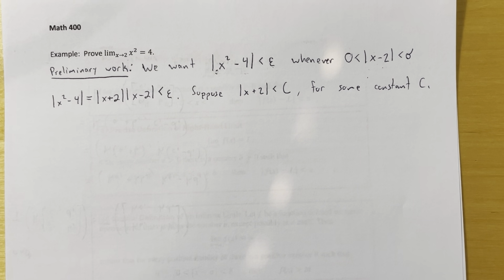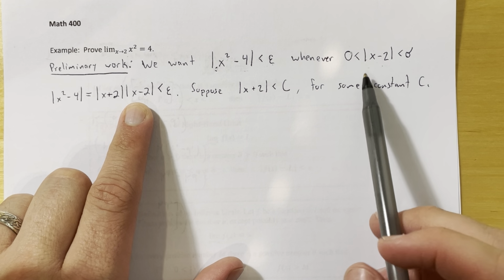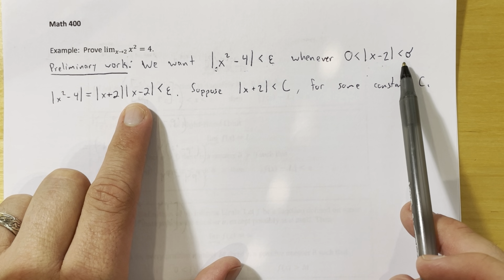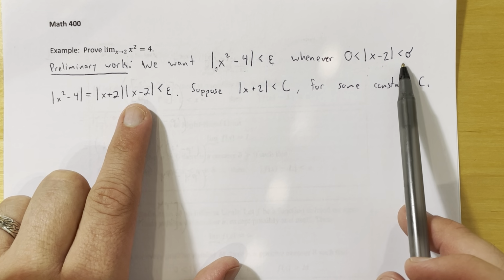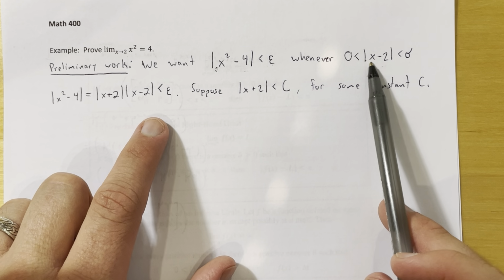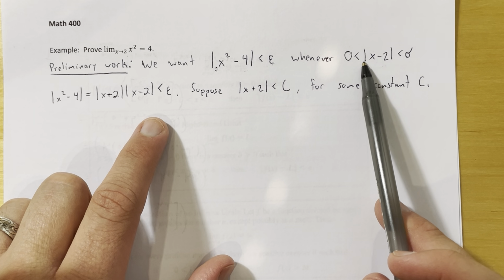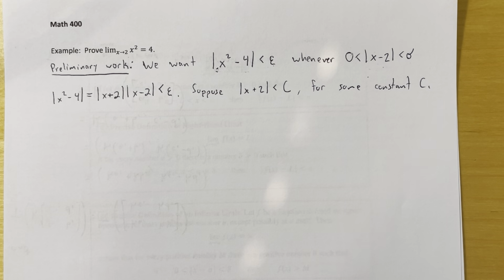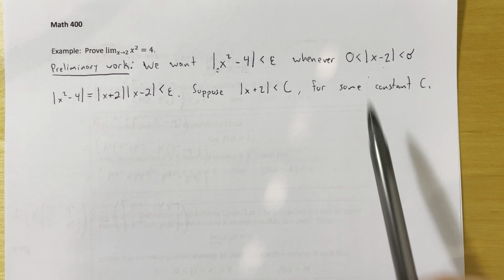Now, to do that, I want to work with this, because remember, when we do this proof, we're going to find a delta and we're going to assume that this is true. Now, remember also that the idea behind a limit is that x is approaching 2. So we're going to be assuming that this absolute value is relatively small in the back of our minds. That's kind of how we're thinking about it. What I'm going to do is just put an arbitrary bound on this for a second.